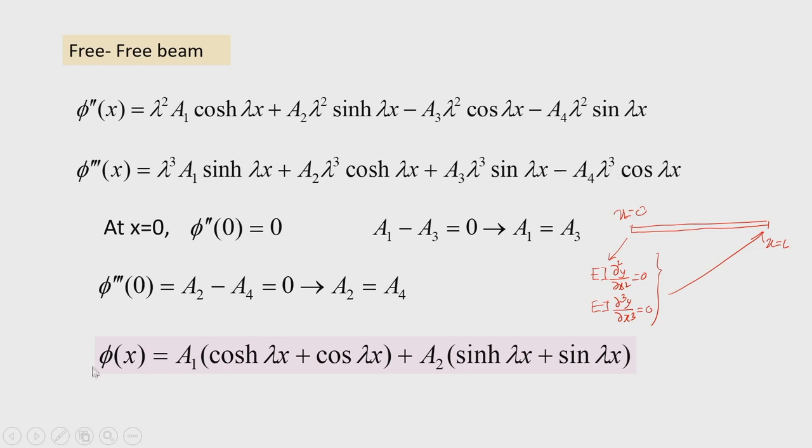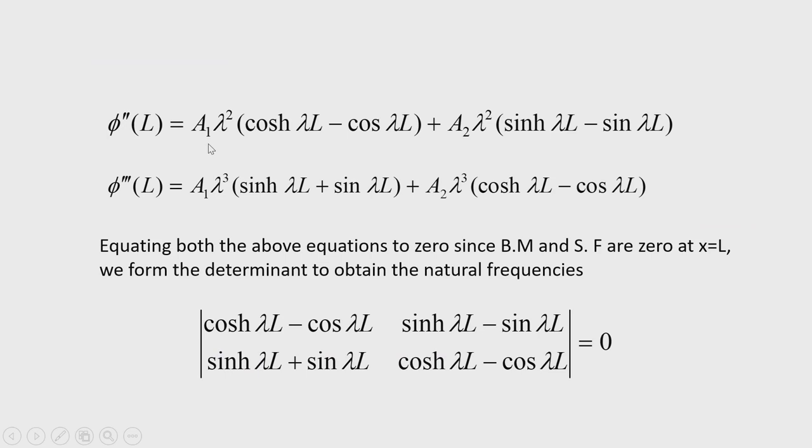Okay. So our mode shape function now becomes phi x equal to a1 (cos hyperbolic lambda x plus cos lambda x) plus a2 (sin hyperbolic lambda x plus sin lambda x). Okay. And again the same process is continued, that at putting this x is equal to L, we are now getting a1 lambda square (cos hyperbolic lambda L minus cos lambda L) plus a2 lambda square (sin hyperbolic lambda L minus sin lambda L), and this is equated to 0 because at the free end, that is again the x is equal to L is also free.